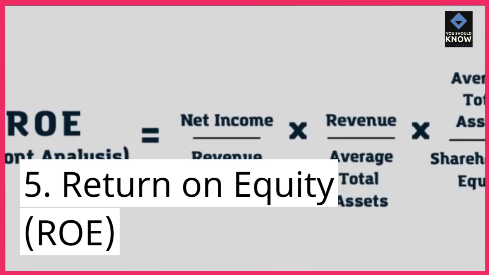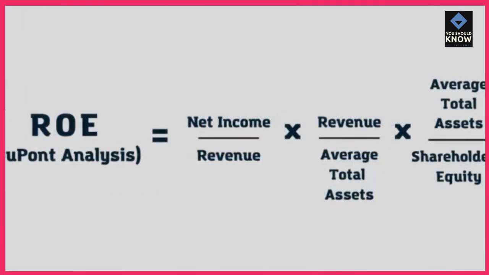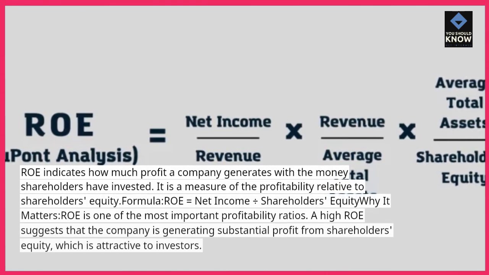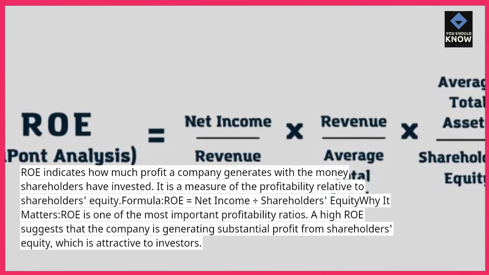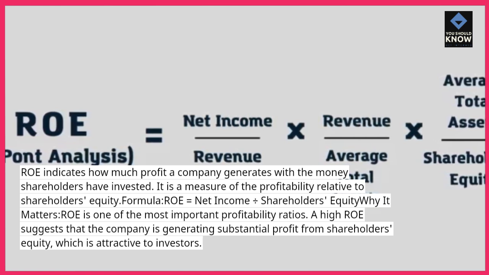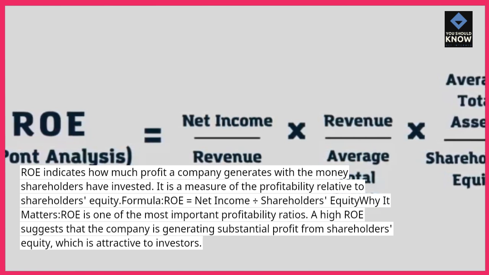5. Return on equity, ROE. ROE indicates how much profit a company generates with the money shareholders have invested. It is a measure of the profitability relative to shareholders' equity. Formula: ROE equals net income divided by shareholders' equity.